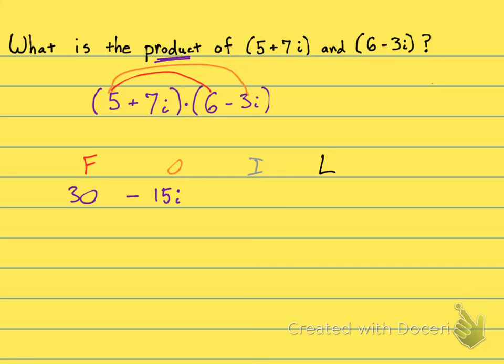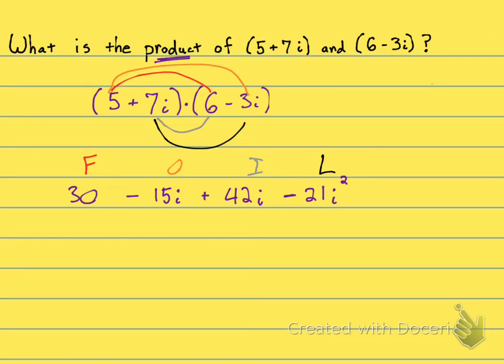And let's do the inner two. The innermost two is 7i times 6. And that's going to give us, what's 7 times 6? 42. 42i. And then the last two. 7i times a negative 3i. Okay, so a positive times a negative is a negative. 7i times 3i, that's going to be 21. And i times i is i squared.